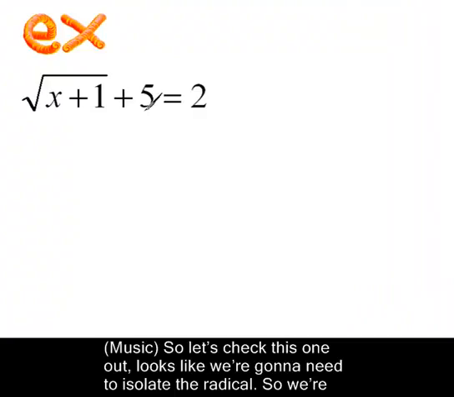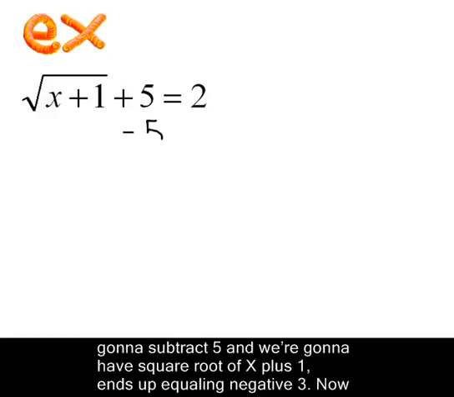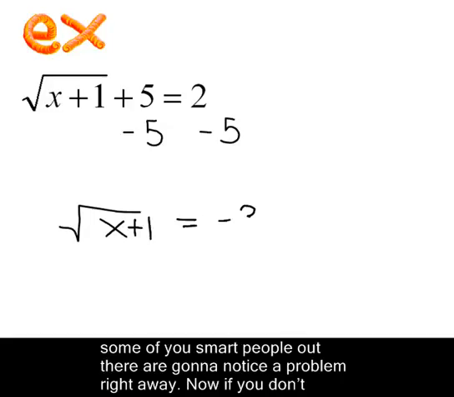Check this one out. Looks like we're going to need to isolate the radical. So we're going to subtract 5. And we're going to have the square root of x plus 1 ends up equaling -3. Now, some of you smart people out there are going to notice a problem right away.